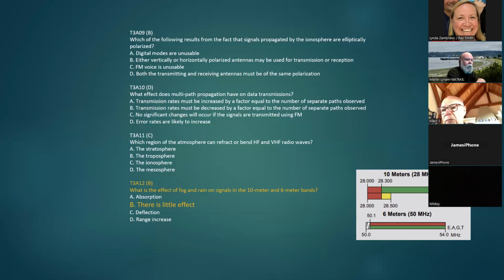Over here is a little picture that shows you what frequencies you have in those bands. For example, technicians in the 10 meter band have authorization to use these frequencies in this range, and on the 6 meter band they have the authority to use transmissions in the entire band.